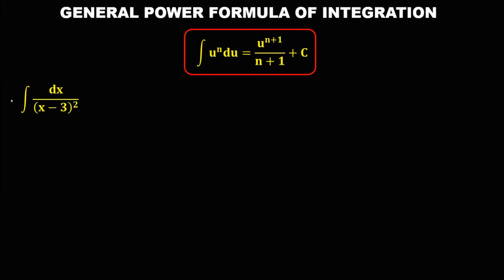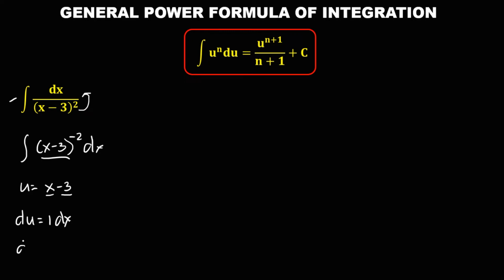Then for this given, first we need to rewrite this given as the integral of x minus 3 to the power negative 2 times dx. So this exponent becomes negative. Then using the u substitution, u equals x minus 3, and du, or the derivative of u, since the derivative of x is 1, and the derivative of a constant is 0, so du is 1 dx, or du is equal to dx.